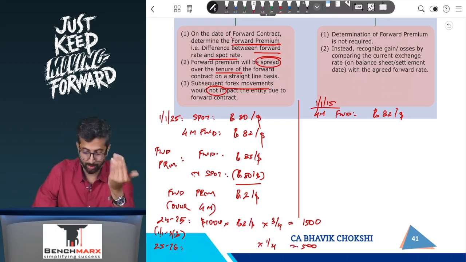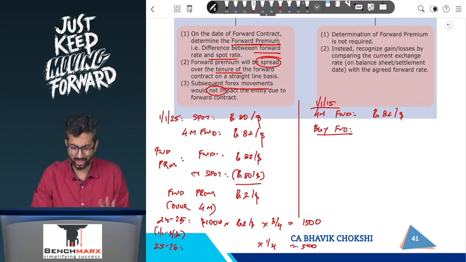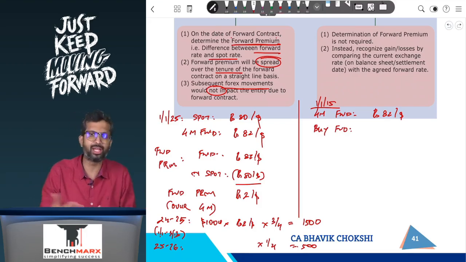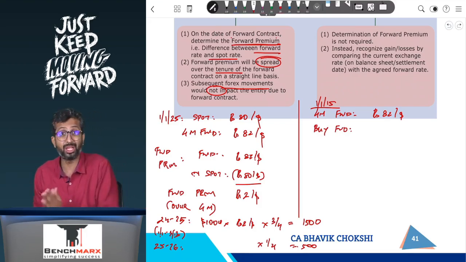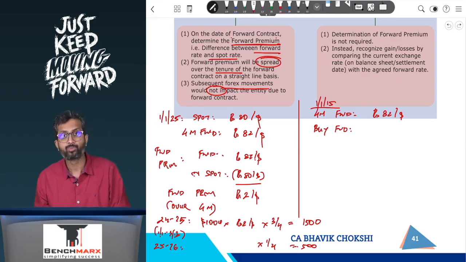So what I do is probably I enter into a contract which is a buy forward contract. Sir, why am I buying forward? The question will tell you that, but intuitively I'm buying the forward because I believe that the rate will be 85, but I'm getting a chance to buy it at 82. So it is getting at a cheaper rate, and hence I will buy it at 82. So over here, let us say this will be a buy forward.